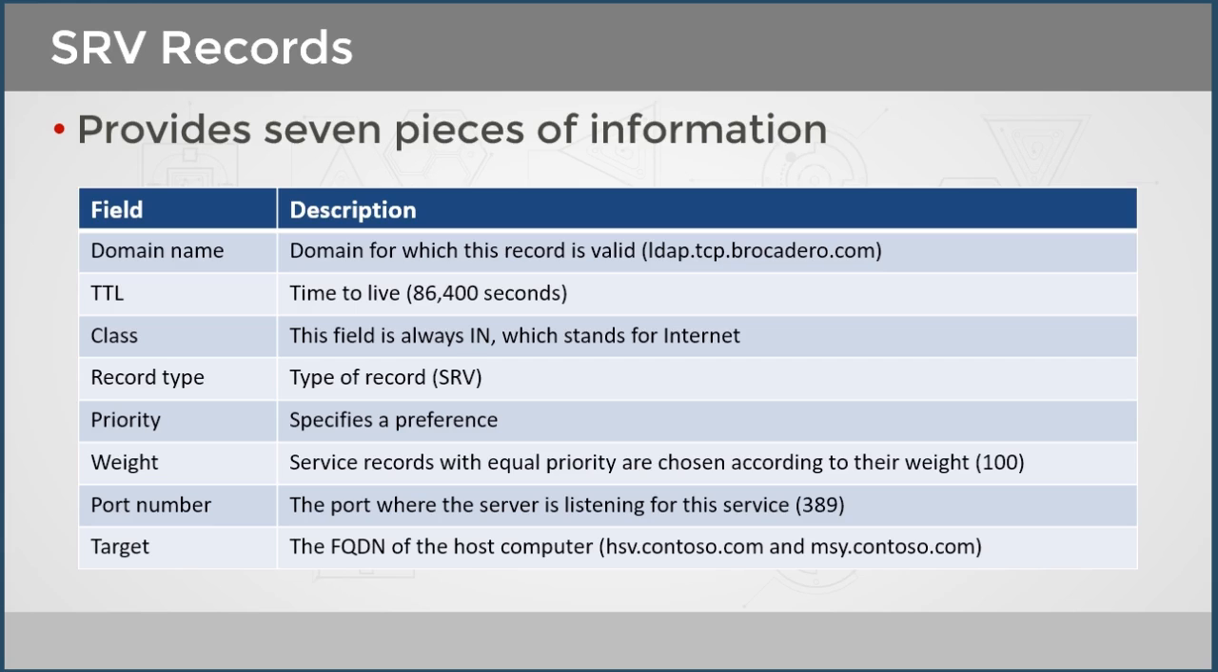The class, this field is always IN for internet. The record type is simply SRV. Priority and weight are similar, but priority specifies a preference. But if you have a lot of servers, there might be some with the same preference.